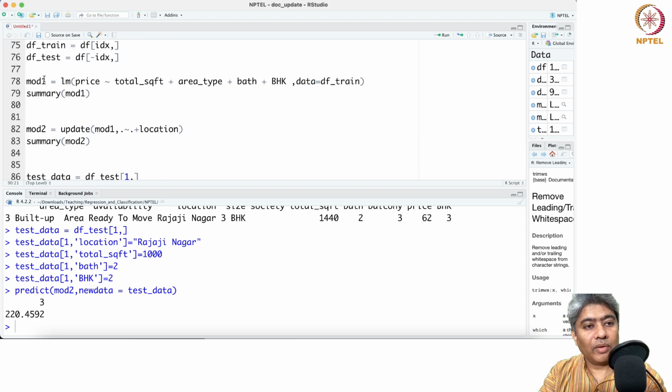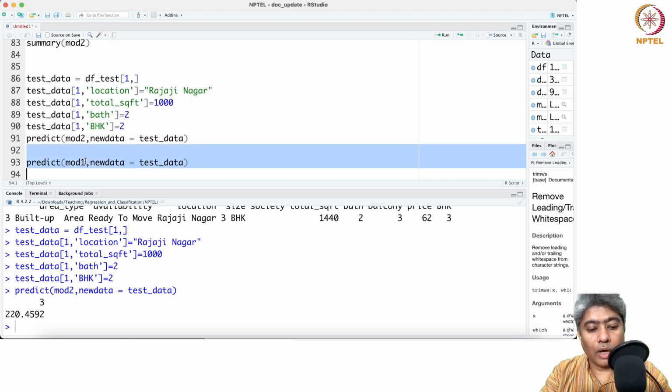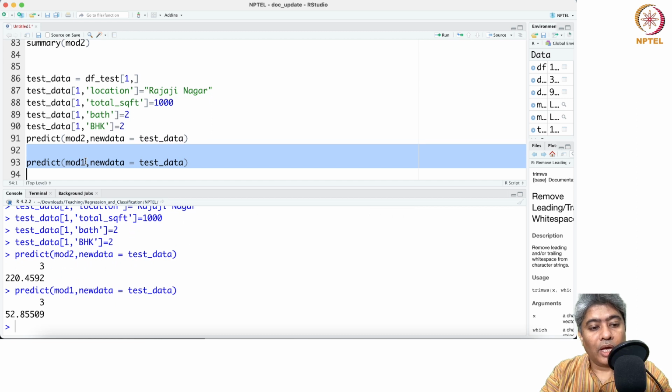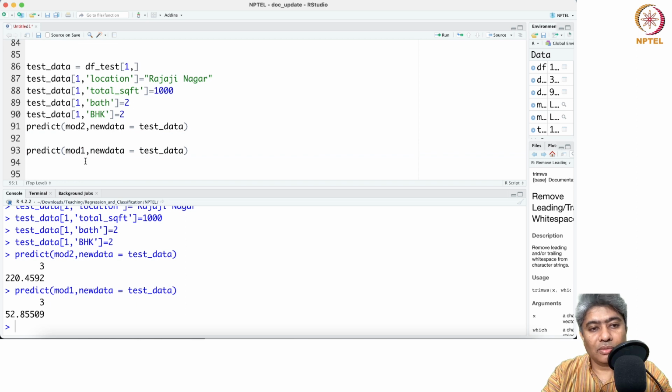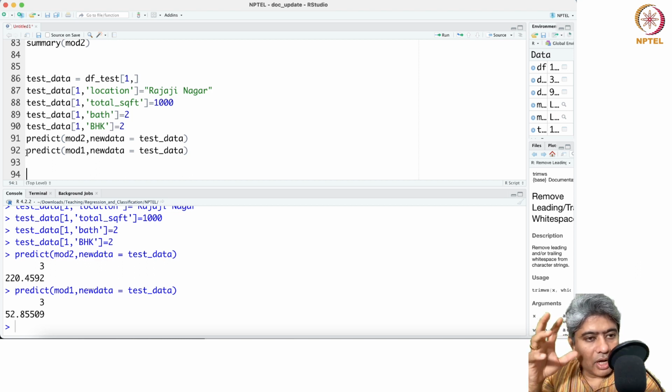Remember that we also made a model 1, the initial base model. What happens if we use model 1? Model 1 had a very low R square, 45%. In model 1 it is giving me 52 lakh. So model 1 does not look good. The adjusted R square for model 1 is at least 20% lower than model 2. So location is very important. Based on the location, the house price varies extremely.